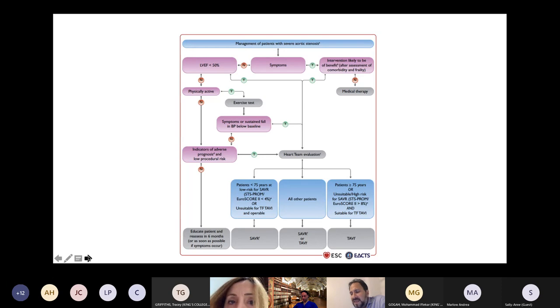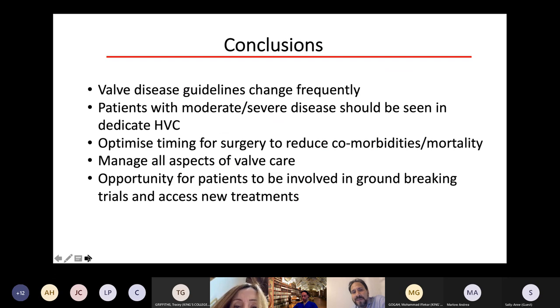Aortic stenosis is nice and easy. Symptomatic severe aortic stenosis needs referral for surgery, or when the ejection fraction is less than 50%, or if a patient has symptoms revealed by exercise stress testing, that would be a prompt for us to refer patients to surgery.